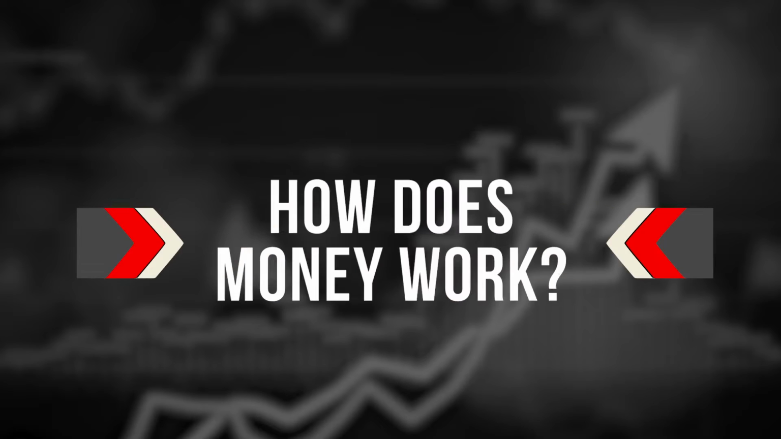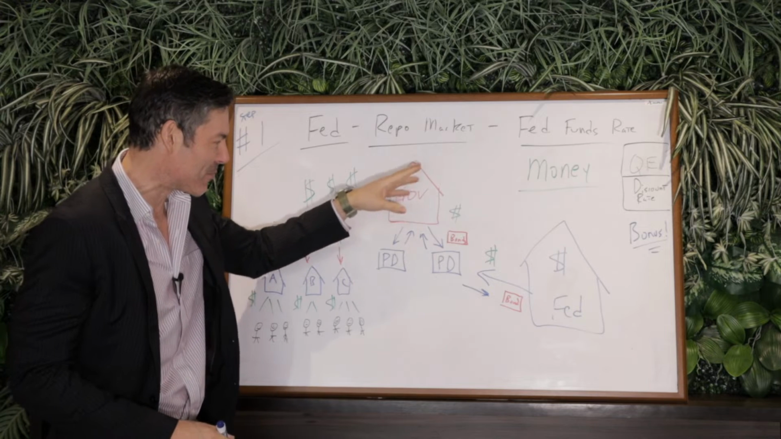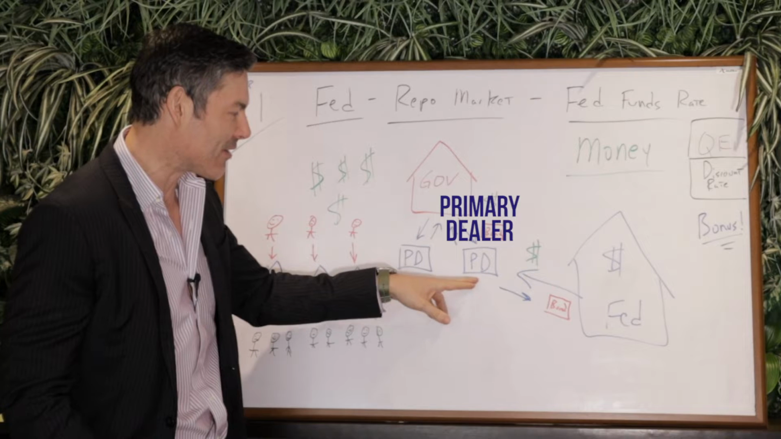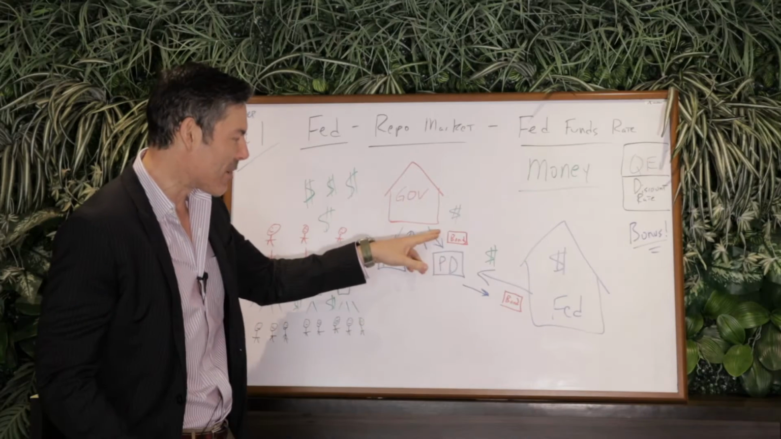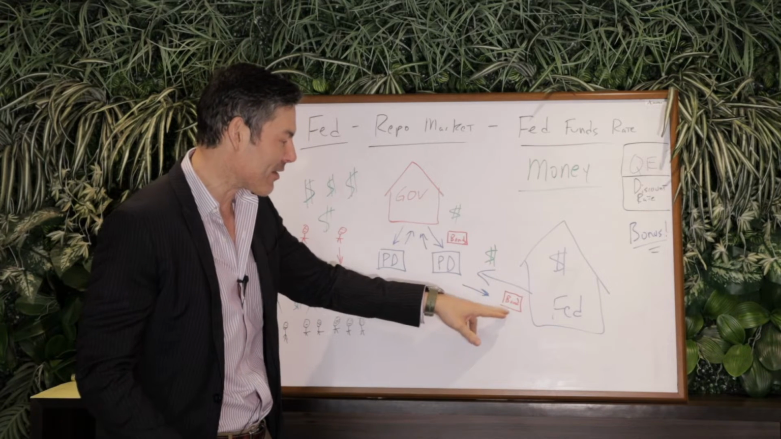Step number 1, we've got to understand how money works. It starts here with the government spending. They need to spend, spend, spend. And to spend, they have to issue a treasury bond. Primary dealer, which is a designated bank from the Federal Reserve, they buy these bonds and then they sell them to the Fed. The Fed prints money and that's how they buy the bond.